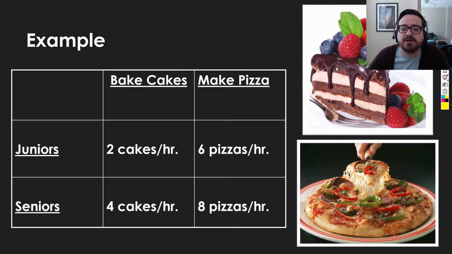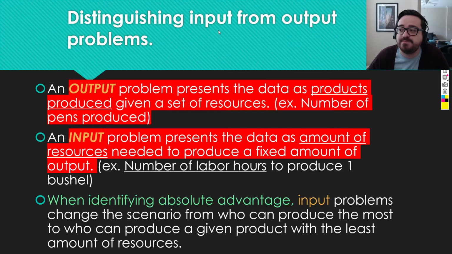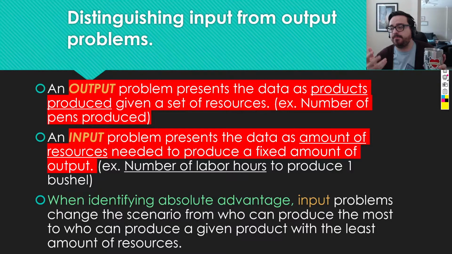That's a big deal because people see absolute advantage like, ooh, cool, bigger number, I got it. Not always bigger number. It's who can make the most given the same amount of resources. So when it's an input problem, the absolute advantage is sort of changing the scenario to who can produce it with the least amount of resources. Because if it's even resources, then whoever uses the least amount of them would be the one who can produce the most. In simpler terms, when it's an output problem, absolute advantage, you want the high number. When it's an input problem, absolute advantage, you want the low number.